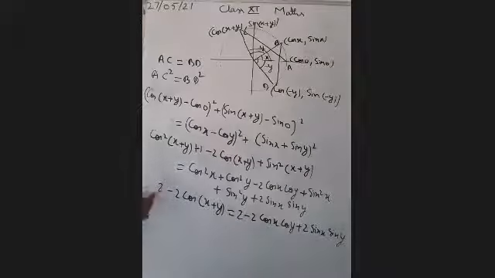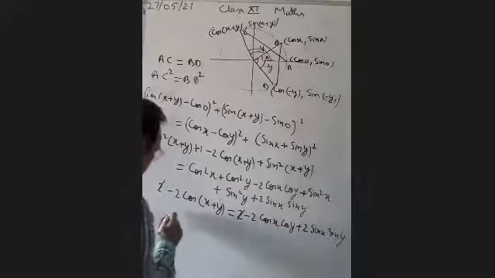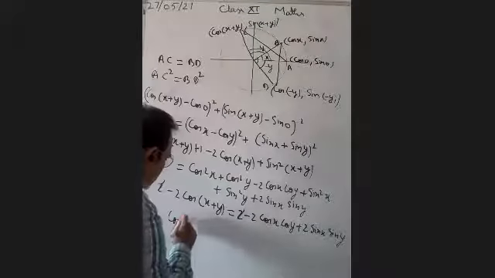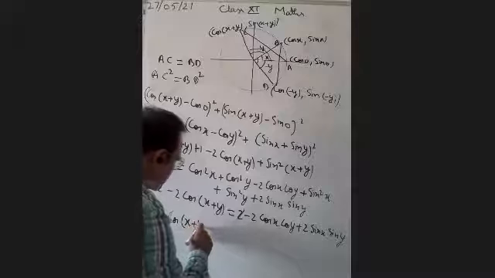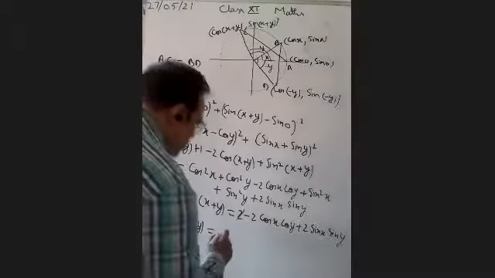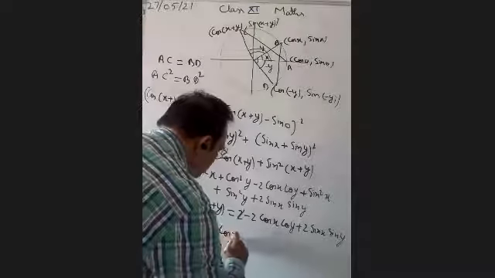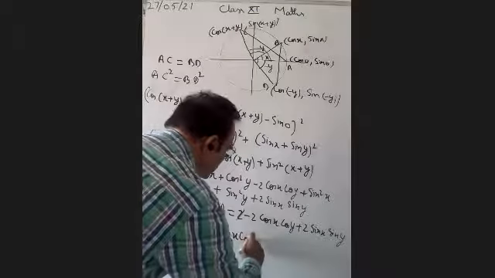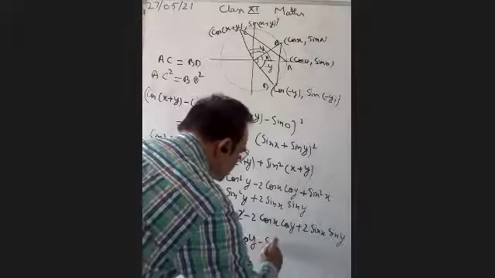Now you cancel these two. Okay. Now you can divide by minus 2 also. If you divide by minus 2, you will get cos x plus y equal to cos x cos y minus sin x sin y.